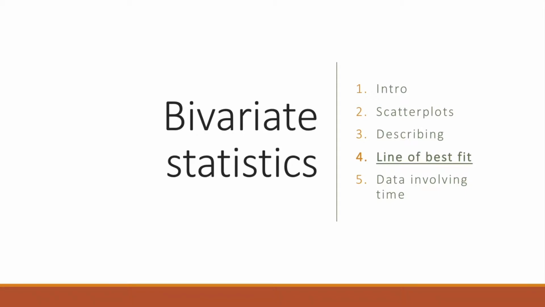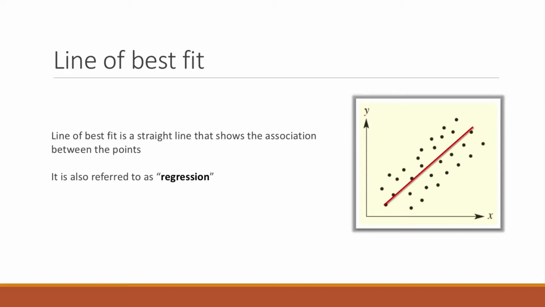Hey guys, in today's video I am going to go through two things: line of best fit and data involving time. The line of best fit is a straight line in a scatter plot that describes the pattern between the two variables. It's also referred to as regression. So what we're going to do is find the equation of that line.